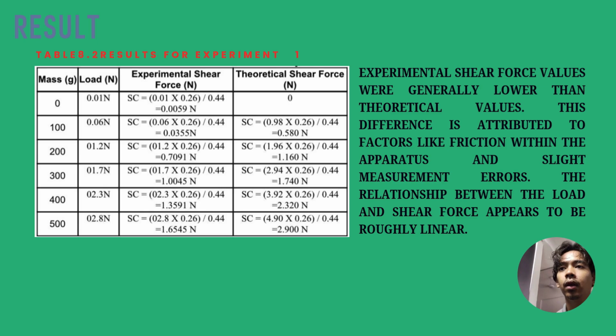When the mass is 500, load 2.8 newtons. Experimental shear force 2.8 times 0.26 over 0.44 equals 1.6545 newton. Theoretical shear force 4.90 times 0.26 over 0.44 equals 2.900 newton.